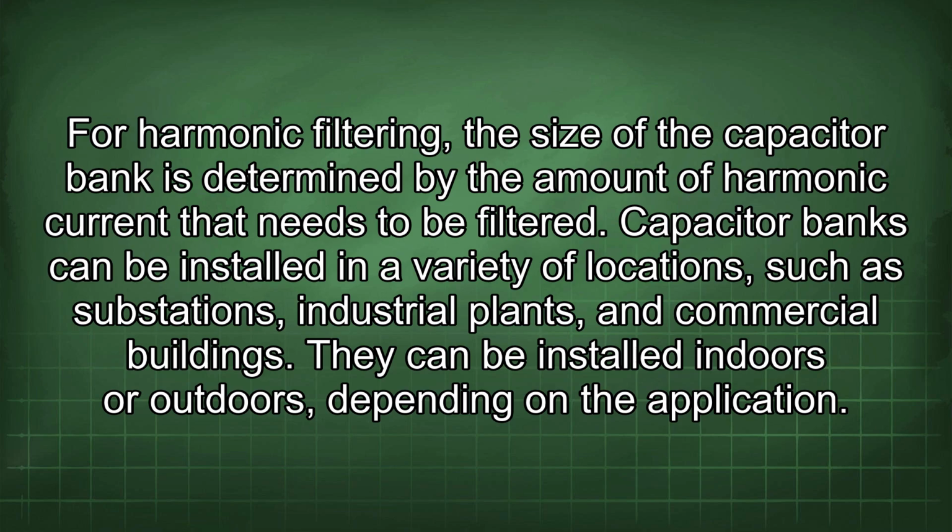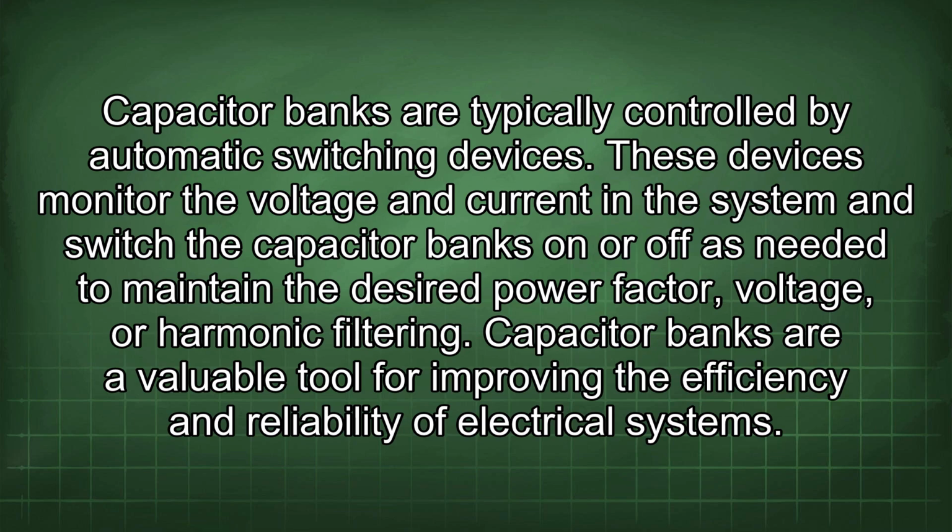Capacitor banks can be installed in a variety of locations such as substations, industrial plants, and commercial buildings. They can be installed indoors or outdoors depending on the application. Capacitor banks are typically controlled by automatic switching devices. These devices monitor the voltage and current in the system and switch the capacitor banks on or off as needed to maintain the desired power factor, voltage, or harmonic filtering.